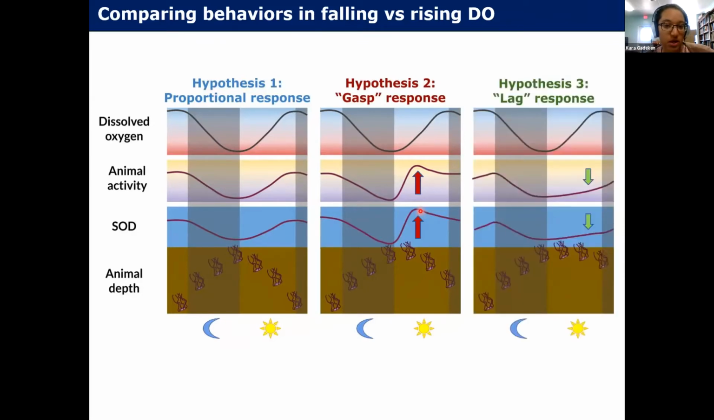Alternatively, we could see something like what I'm going to call a lag response, where along the Diel cycle, we see that decline in the amount of activity. But then as oxygen is returning, because the animals have recently been stressed, it takes them a while to recover. So we see this depression in their activity and in the sediment oxygen demand.